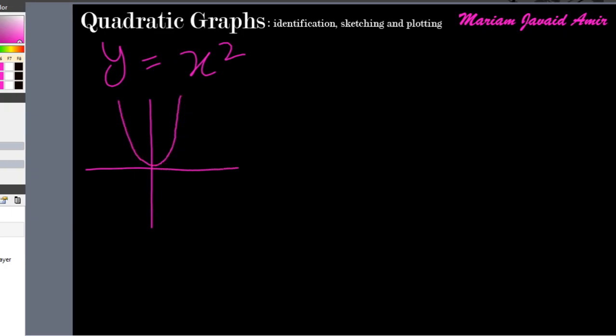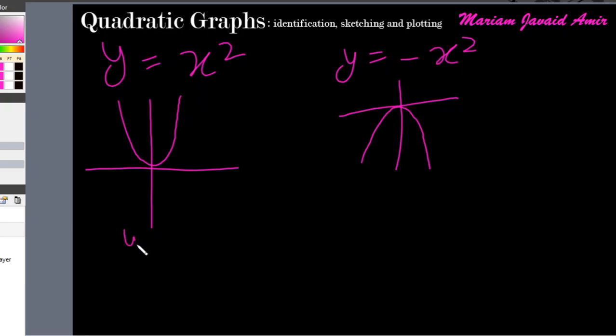It will be a U-shaped graph. For a graph for the equation y equals minus x square, the graph is supposed to look like this. It's an inverted U graph. And if the equation is y equals x square, let's say -3, the same graph will go 3 places down, 3 units down. So now it will cut the y-axis at -3.